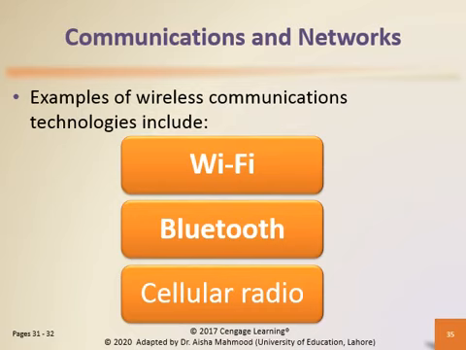Bluetooth. Bluetooth uses short-range radio signals to enable Bluetooth-enabled computers and devices to communicate with each other. For example, Bluetooth headsets allow you to connect a Bluetooth-enabled phone to a headset wirelessly.